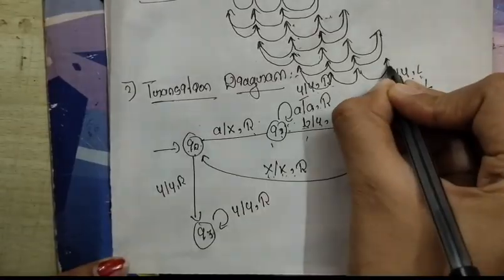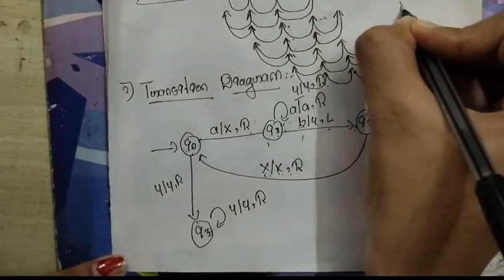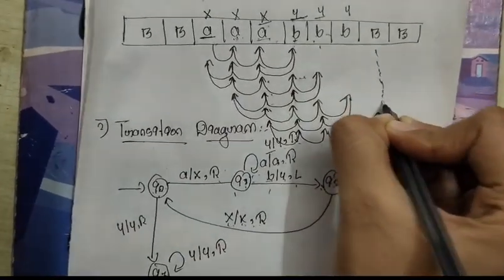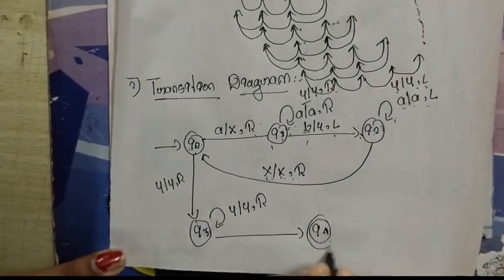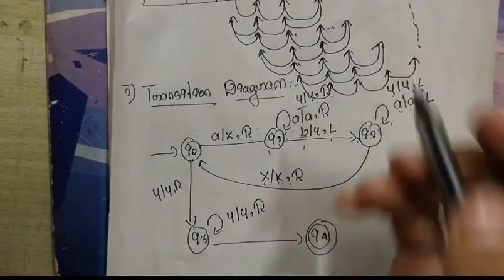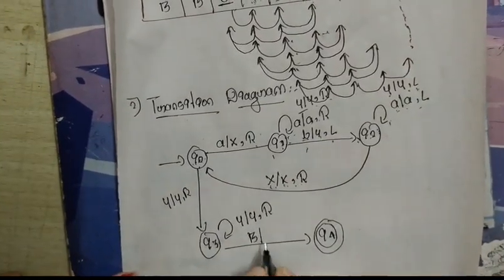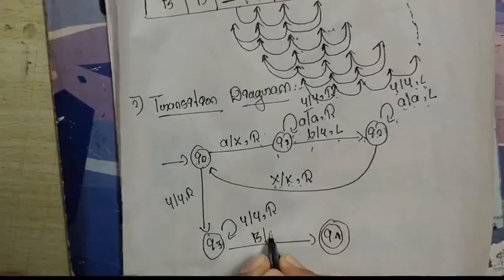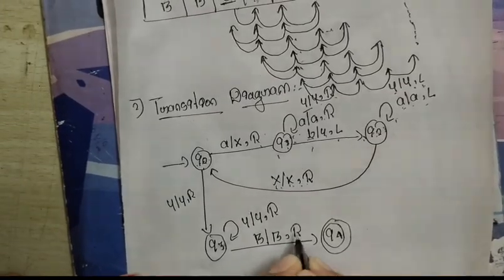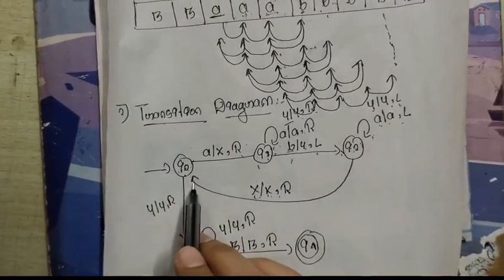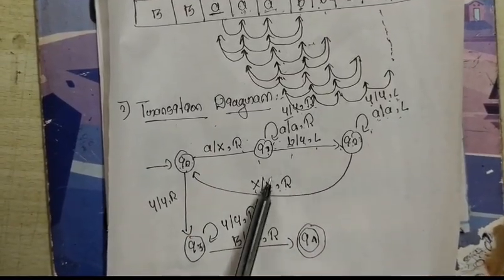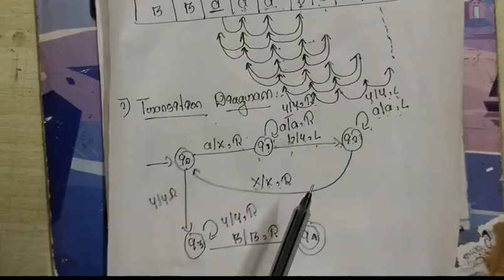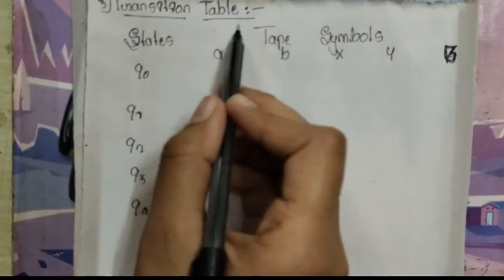Finally we are reaching the blank symbol. This is our blank symbol. Then finally we are getting the last state, that is q4 state. The blank symbol is replaced with b and move towards the right. This is our transition diagram. Based on the transition diagram, we have written the transition table. Next one is the transition table.